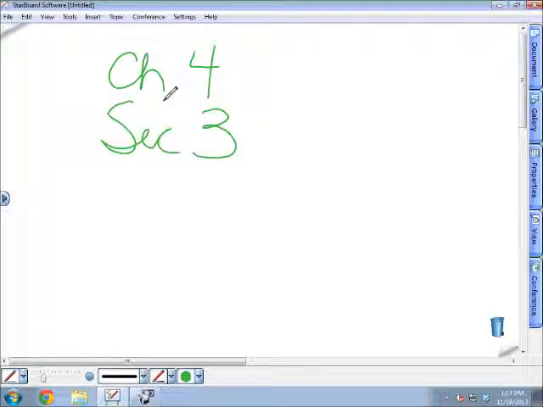Okay, so today we'll start section 3, multiplying polynomials. To multiply two polynomials, you use the distributive property and multiply each term of one polynomial by each term of the other and add the resulting monomials. All right, so you've seen this before.